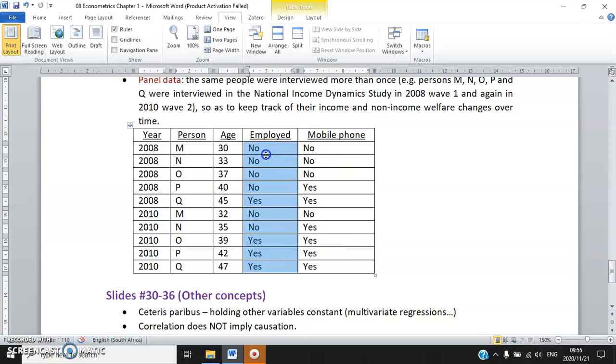So if you look at this one, do you notice that M and N got stuck in unemployment because they were unemployed in both waves? And then person O, good news, he walked out of unemployment. So he transitioned from unemployment to employment. And the same for person P. So 2 people successfully transitioned from unemployment to employment. And then person Q, he's the best person in terms of labor market outcome because he was employed in both waves. And even if you look at the non-income welfare, you can see these two people, N and Q, improved their non-income welfare because in the second wave of NIDS 2010, they reported owning a mobile phone.